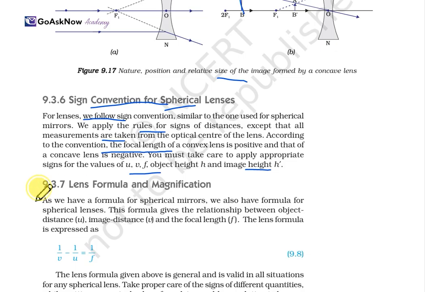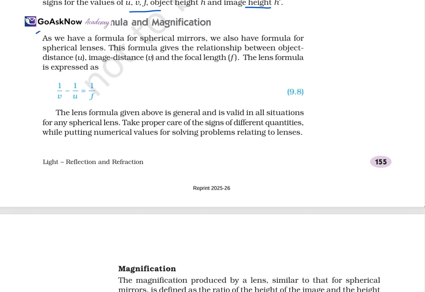Now let's move forward with the lens formula. We have studied the mirror formula; now we'll go forward with the lens formula and magnification. As we have a formula for spherical mirrors, we also have a formula for spherical lenses. This formula gives the relationship between the object distance u, the image distance v and the focal length f. Just keep in mind u is the object distance, v is the image distance, and f is the focal length. The lens formula is expressed as 1/v minus 1/u equals 1/f. So this is the lens formula.